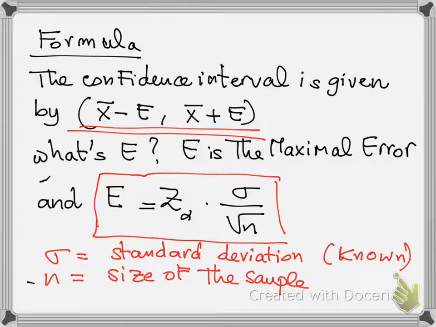And this z alpha is called the critical value and depends on the confidence level. So let me explain how. How do we compute this critical value? But first, let me show you some examples. There's a table here for examples.